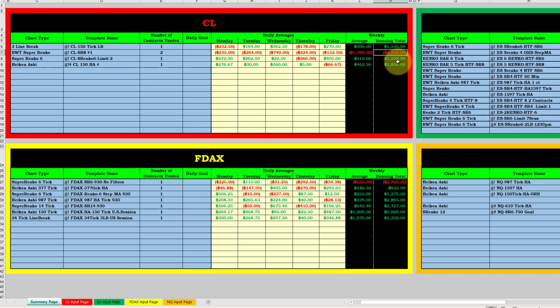So since inception, we're positive on the crude. Also, the Superenco 8 is the only one here trading 2 contracts. So if this was trading 1 contract, the drawdown would be half of this, and it would seem more in line with the other single contract templates.